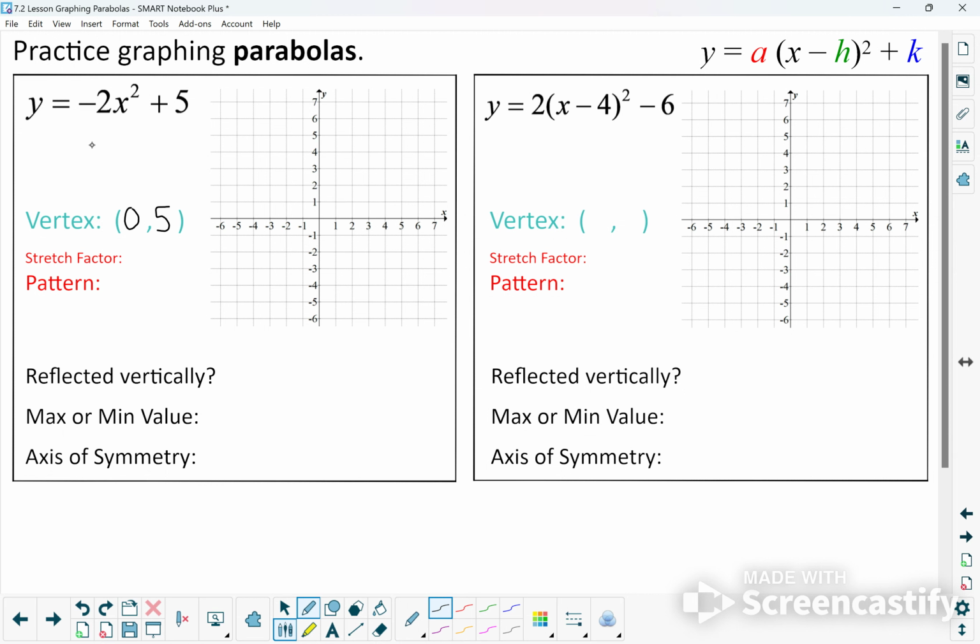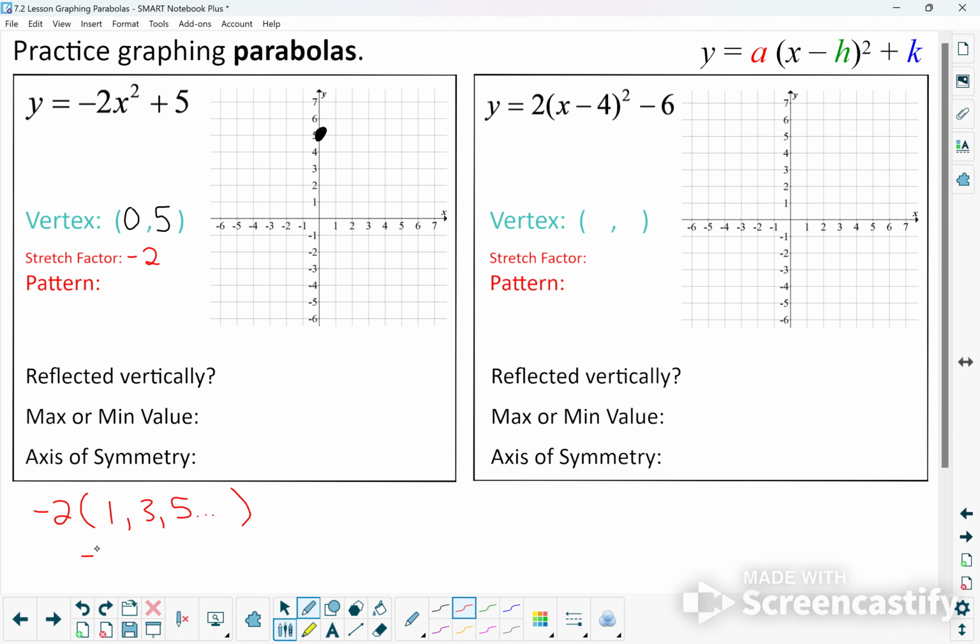So notice that this is different than if we had something written like this: negative 2, if it had parentheses around the x plus 5 and then the squaring, that would be much different than what we have. So our vertex is at 0, 5. 0, 5 is right here. The stretch factor is negative 2. So that means we need to take that 1, 3, 5 pattern and multiply it by negative 2.